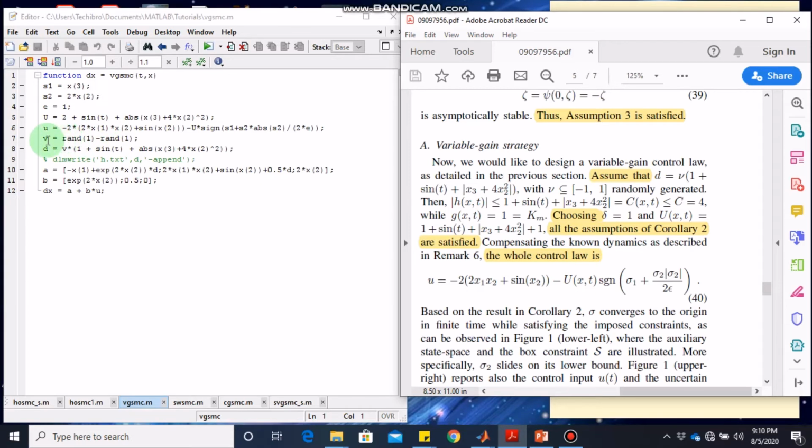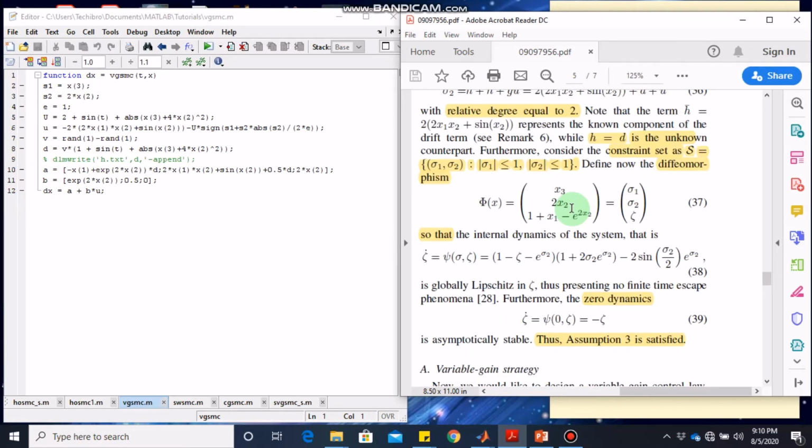I have selected V to be rand 1 minus rand 1, which means that this rand generates a random value from 0 to 1, and this also generates a random value from 0 to 1. Overall, this difference will generate a random value from minus 1 to 1, as has been discussed in the paper. Then this is the D function, which is V times 1 plus sine t plus absolute value, as has been described here in the paper.